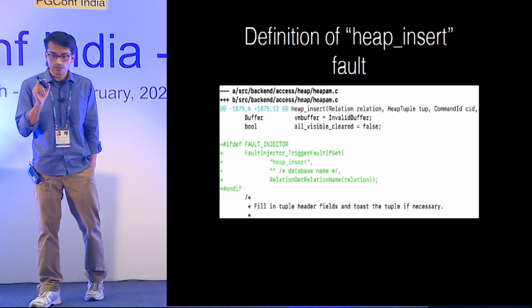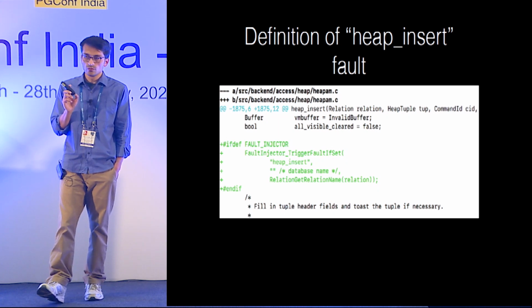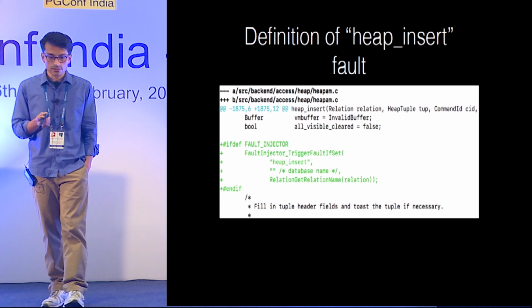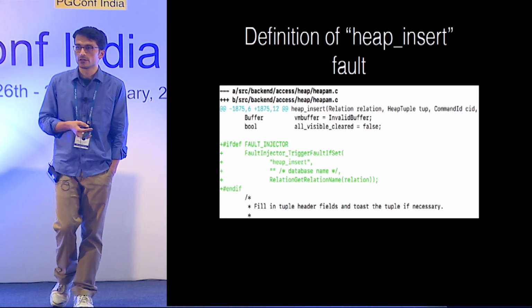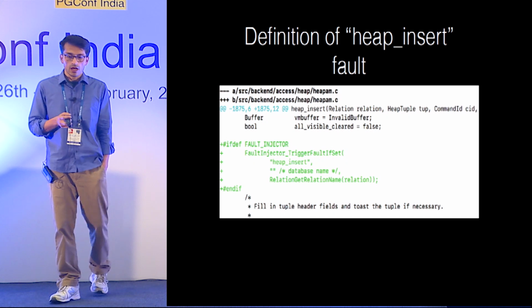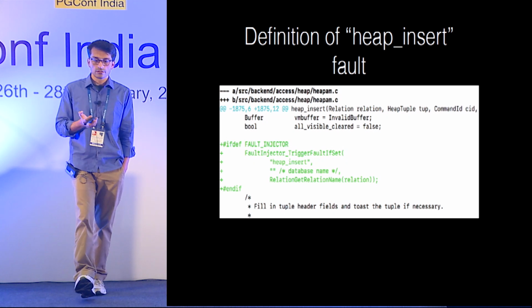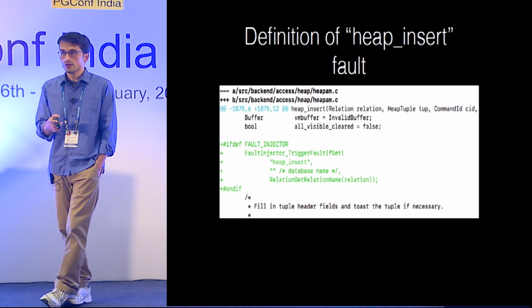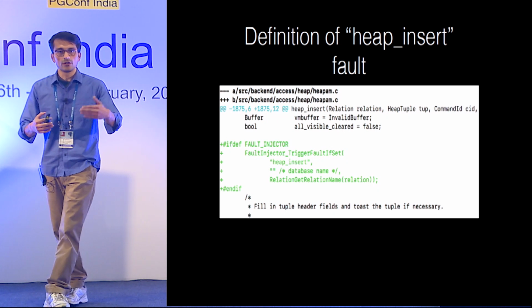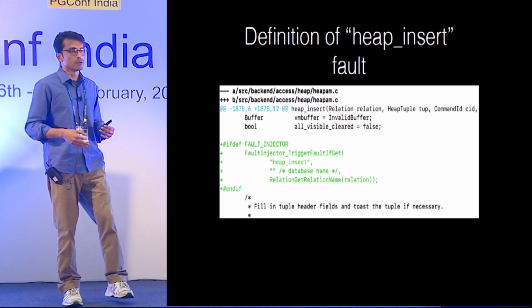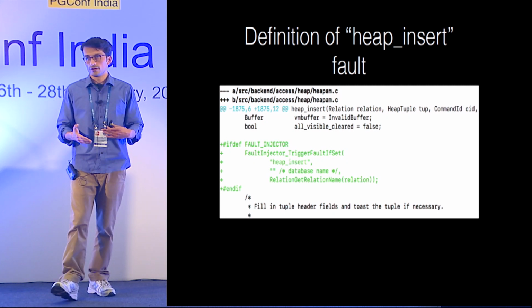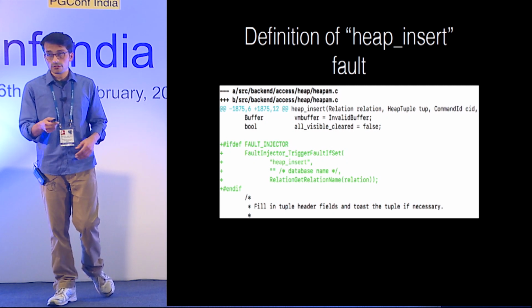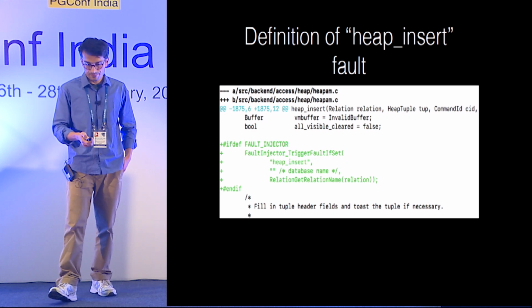And besides the fault name, there are two parameters that we should talk about. One is the database name, which is empty in this particular case, and the other, the last parameter, is the relation name, which is helpful to qualify the fault triggering for a particular table in this case. And we will see in a moment how that works.